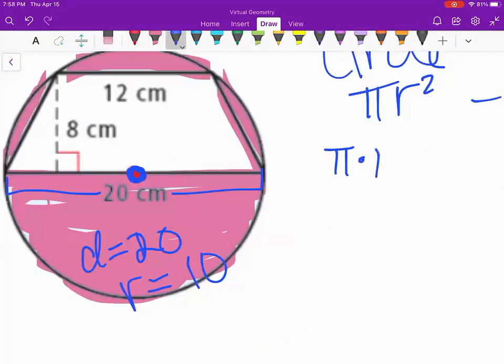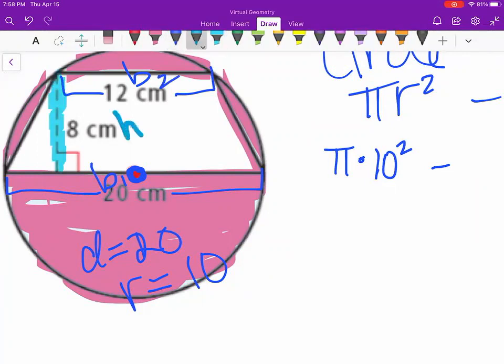So pi times 10 squared minus, now we need the trapezoid. So that 20, again, all the way across, which means that 20 is one of your bases. The 12 is across the top. There's my other base. So let's say base 1 can be 20, base 2 can be 12. You have your height, which is our 8.